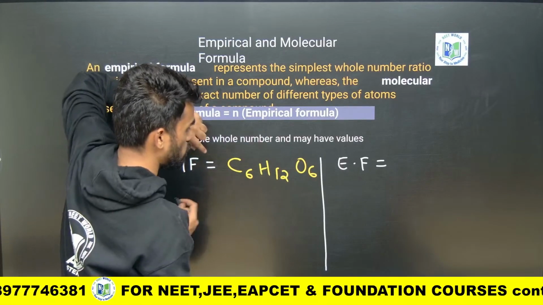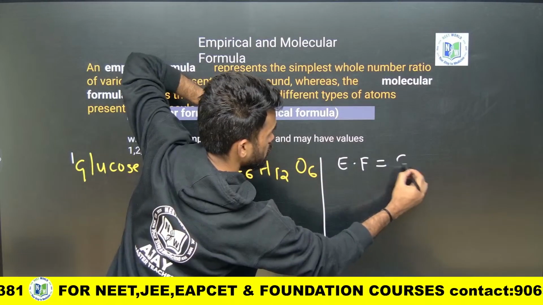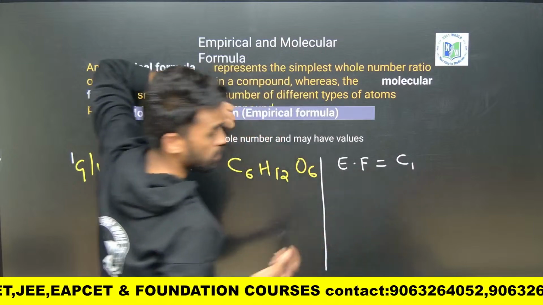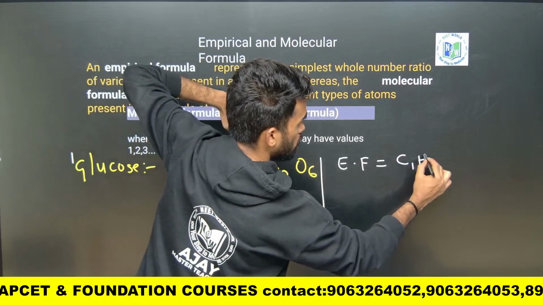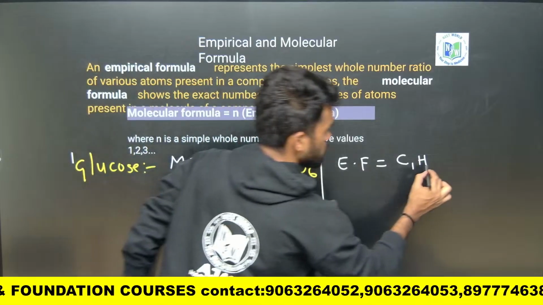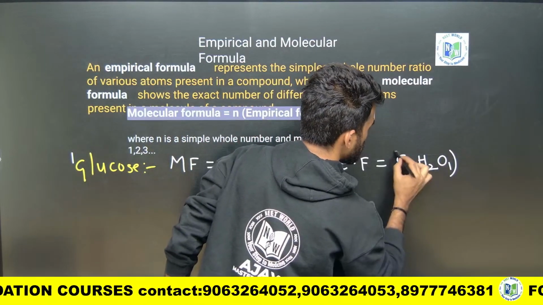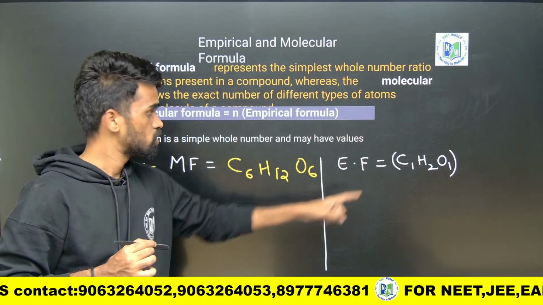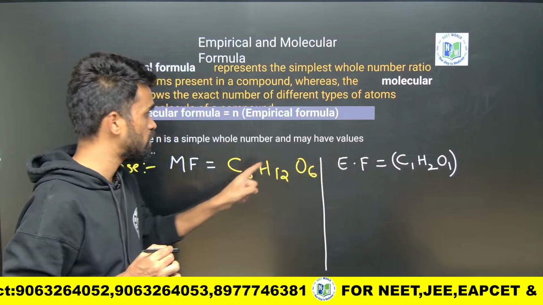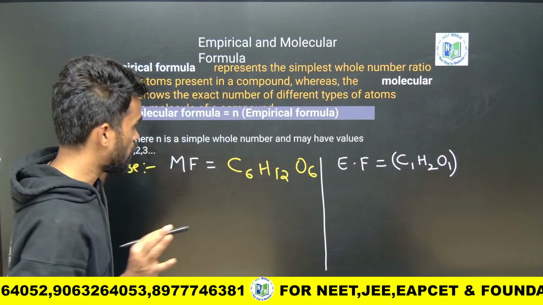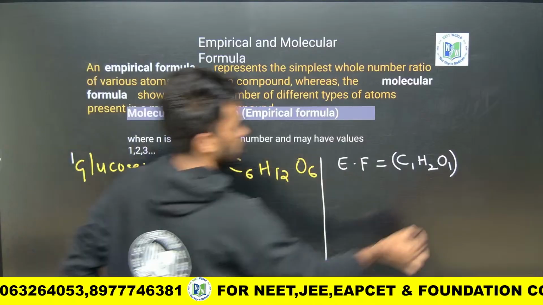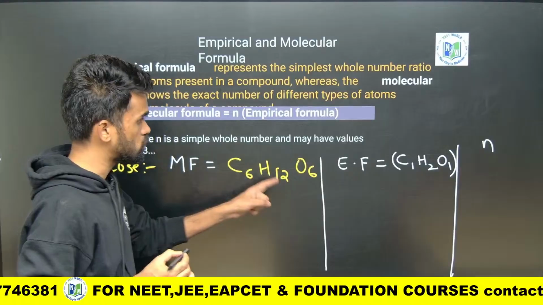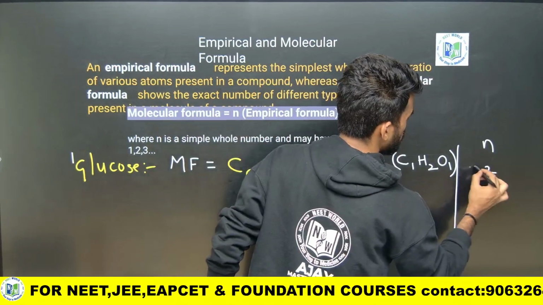So what is the simplest whole number ratio I can take? See, from C6H12O6, I can write C1, and H12 is there, so H2 I can write, O1 I can write. So this is the simplest whole number ratio of these elements, right? So that will be the empirical formula of glucose. Hope it is clear. So what is the whole number that we have taken as common here? That is 2. So the n value is 2 in this first case.